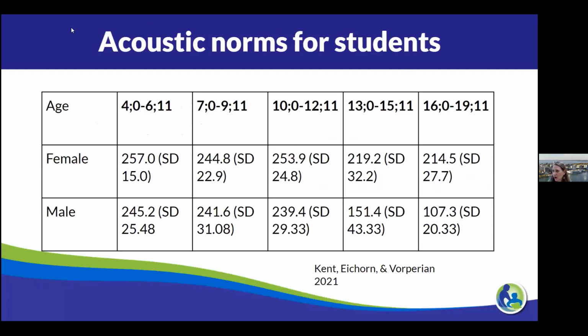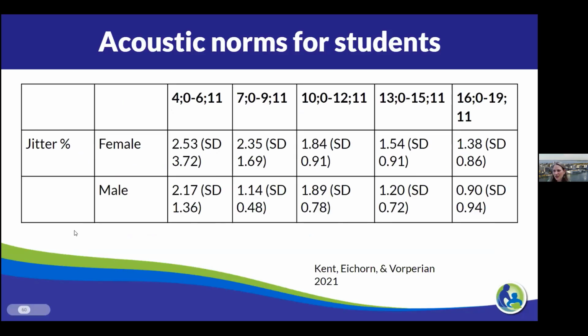So if you are looking at these norms, if you're taking any of this data, these are acoustic norms for students 4 to 19. So this, oh, looks like I forgot to put, this is fundamental frequency, sorry. Fundamental frequency. Jitter is frequency perturbation. So again, another indirect measure of vocal quality. With jitter, higher jitter percentages are more dysphonic, lower are less dysphonic.